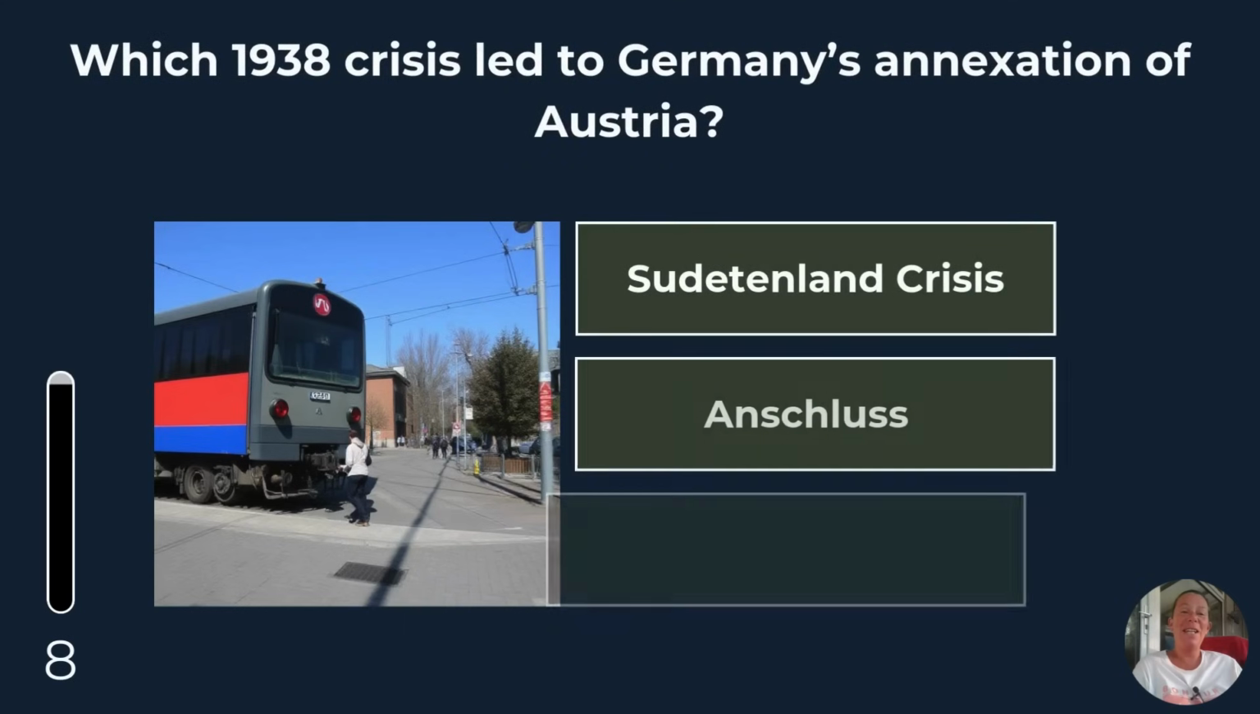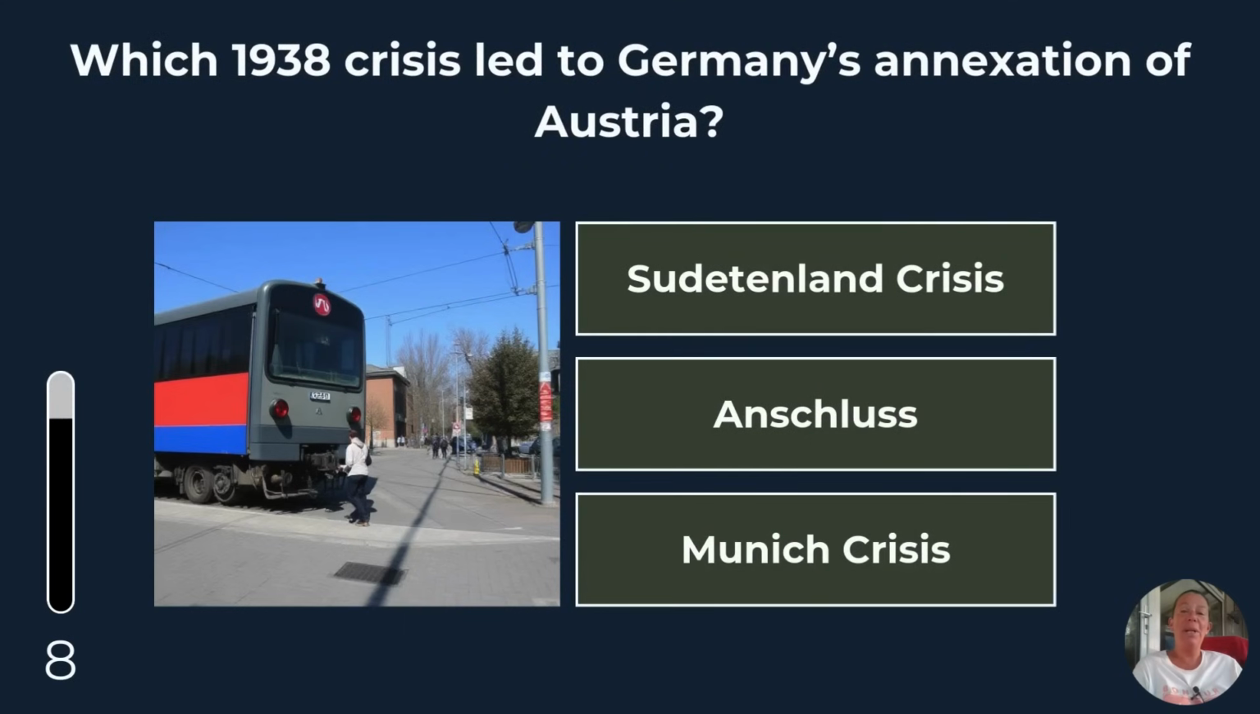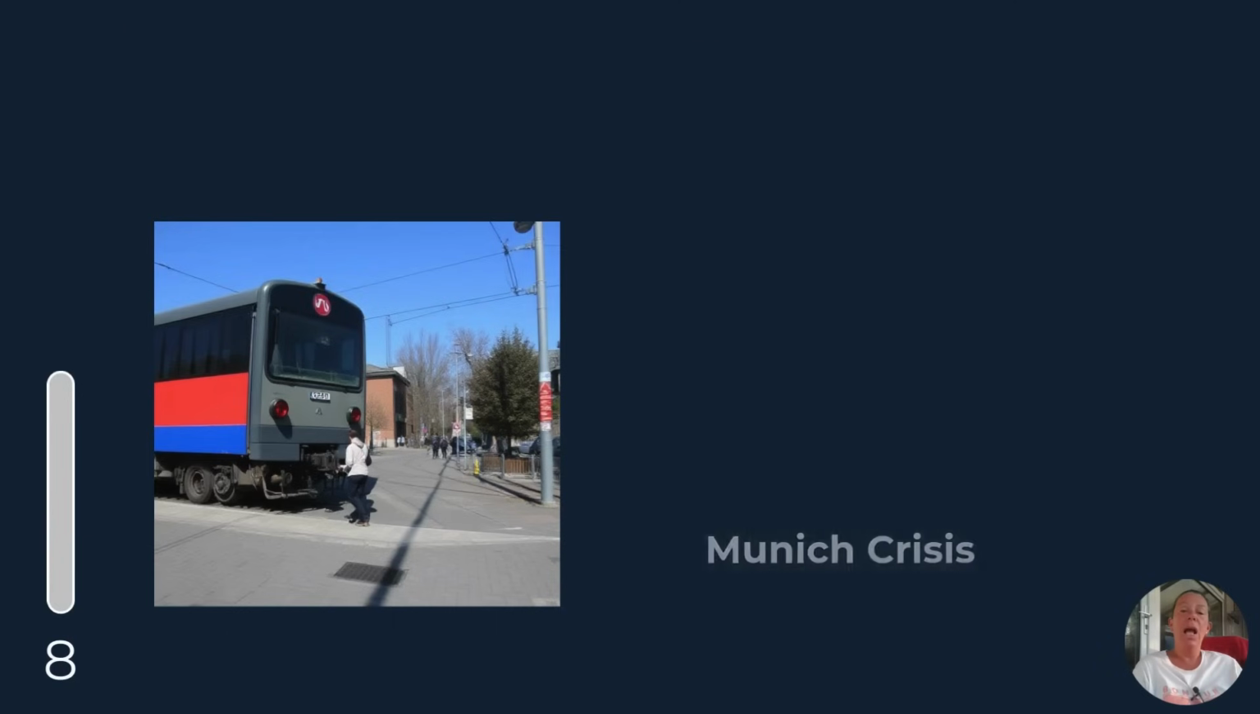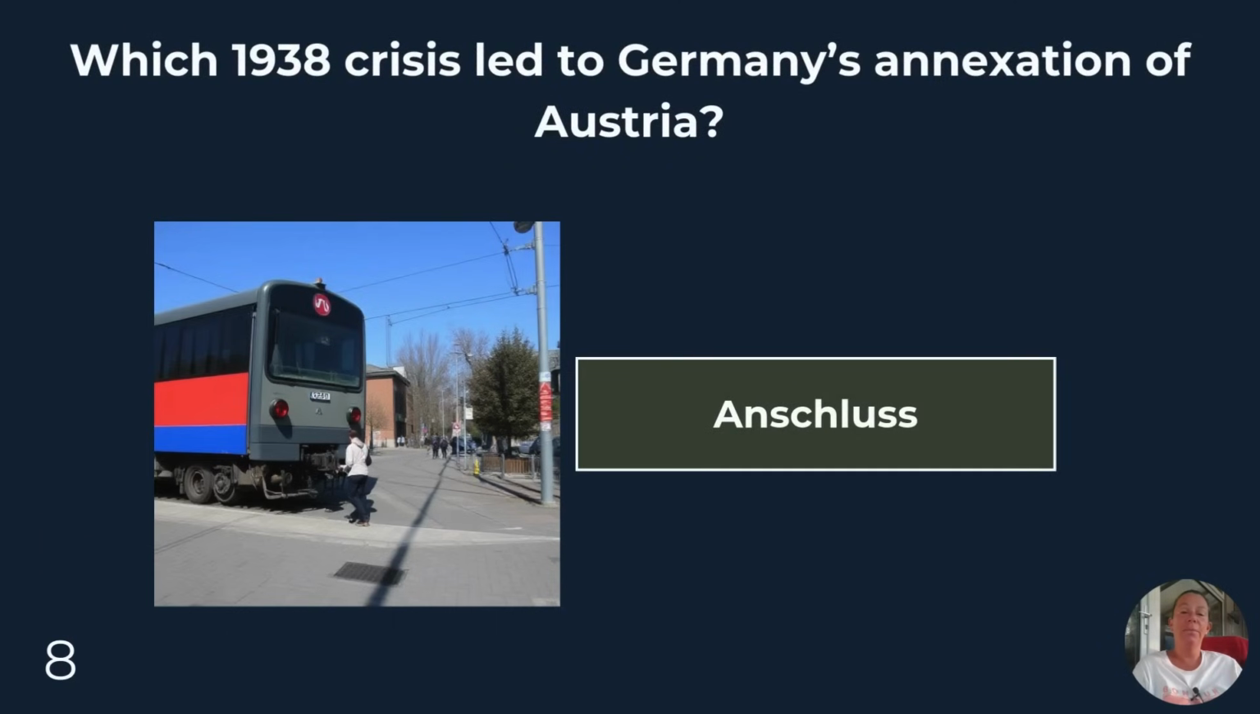Which 1938 crisis led to Germany's annexation of Austria? Sudetenland Crisis, Anschluss, or Munich Crisis? The Anschluss.